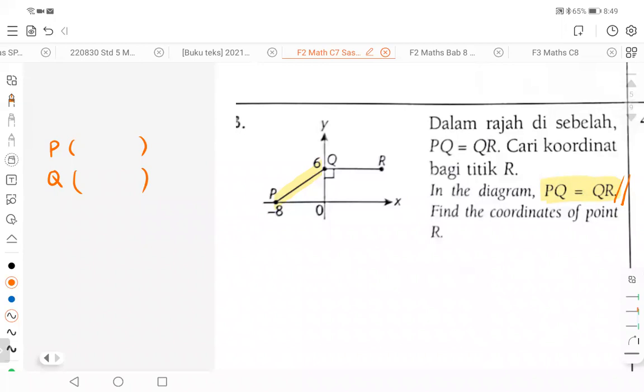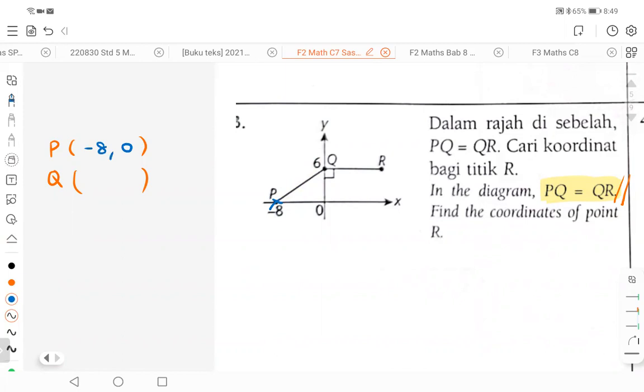And point P. Okay, point P here. Start from x first, -8. But because point P lies on the x-axis, the y will be 0. Because it's on the x-axis.